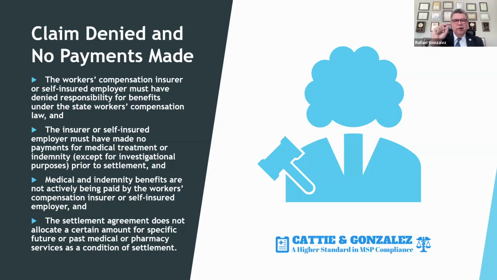One of the things I want to alert folks here with us today to is that very last bullet point: the settlement agreement doesn't allocate certain amounts for future or past medical or pharmacy needs, right? Because we have seen that zero allocation, yet the settlement agreement allocates certain numbers of dollars to these things. And that's been a no-no. And they've now made it very clear, right? Denied, no payments, and making sure that the settlement is consistent with those allegations and those facts, that there is no allocation for medicals and pharmacy as well.